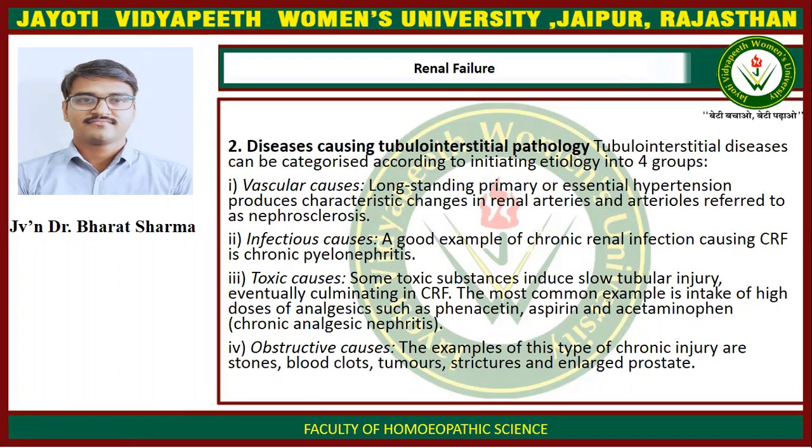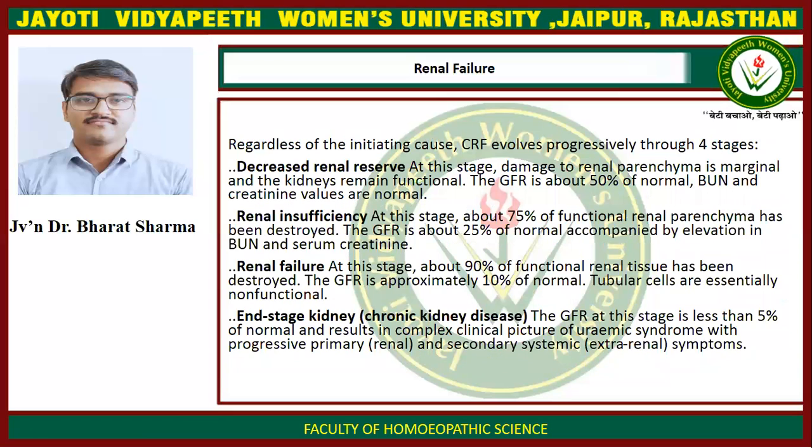The most common example is intake of high doses of analgesics such as phenacetin, aspirin, and acetaminophen, causing chronic analgesic nephritis. Obstructive causes: examples of this type of chronic injury are stones, blood clots, tumors, strictures, and enlarged prostate. Regardless of the initial cause, CRF evolves progressively through four stages.